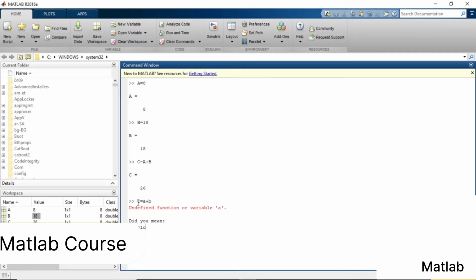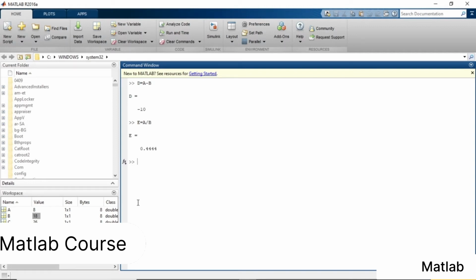Now just use this command clc to clear the command window. Now we are going to do subtraction. d is equal to a minus b. It shows the answer, 8 minus 18. If we do division, let's take e is equal to a divided by b. It shows 0.44. So this is how we can do division.